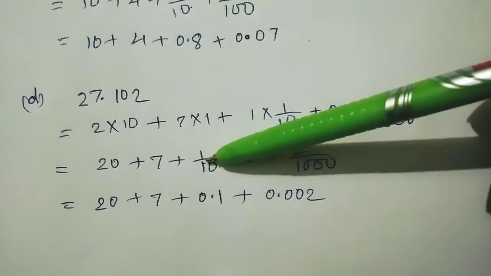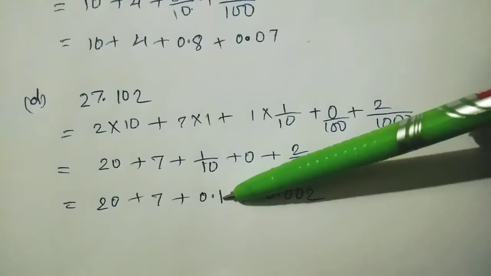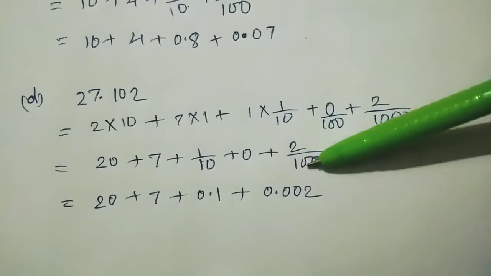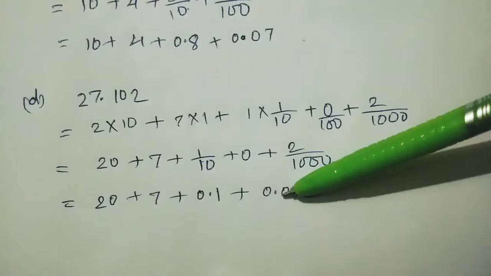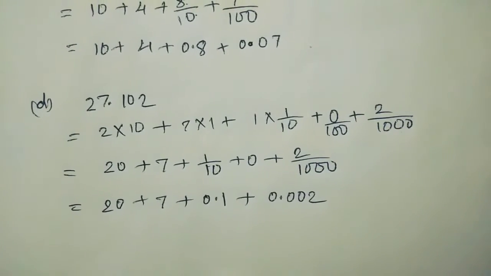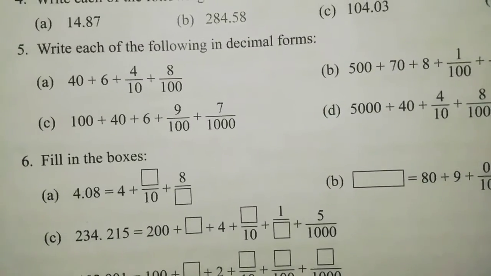Now you have to convert this fraction. There is one 0 in the denominator, that means after the point there should be one digit, 0.1. The 0 by 100, do not write 0 again. Then 2 by 1000, that means after the point there will be three digits because three zeros are there, 0.002. Understood? Very easy.